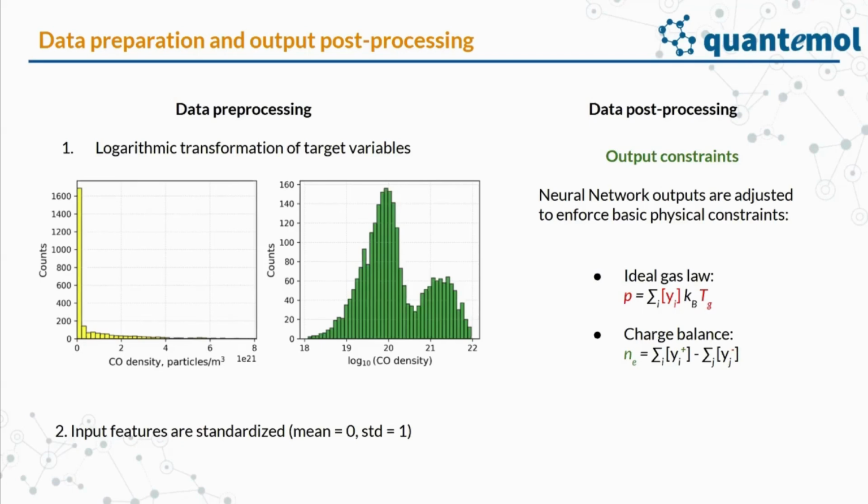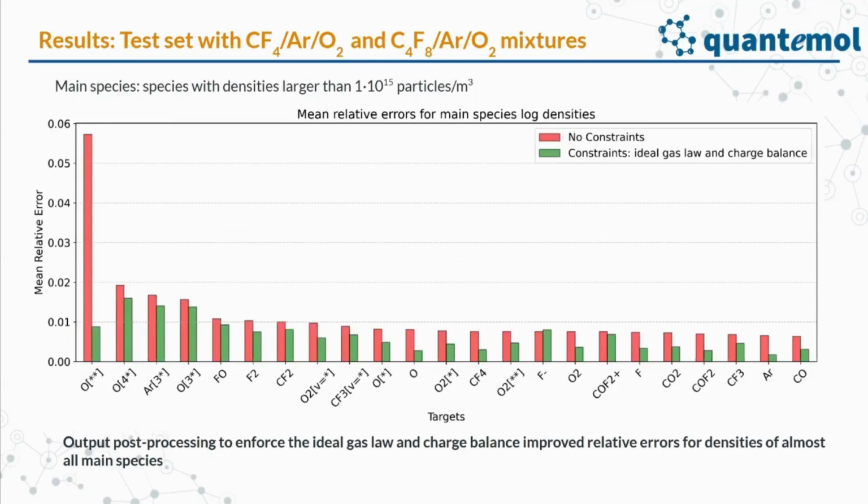Okay, so this figure presents the average relative errors for main species densities. Here we define main species as those with densities larger than 10 to the 15th power particles per cubic meter. Here we compare 2 cases. The red bars represent the species densities coming from raw neural network outputs, so no physical constraints. And the green bars represent the mean relative errors after applying post-processing.